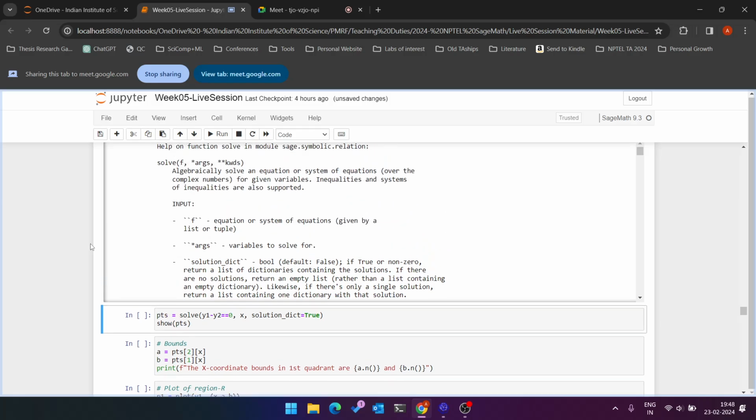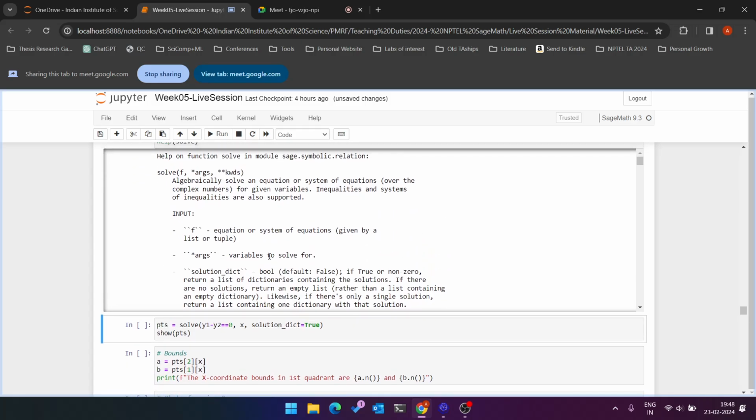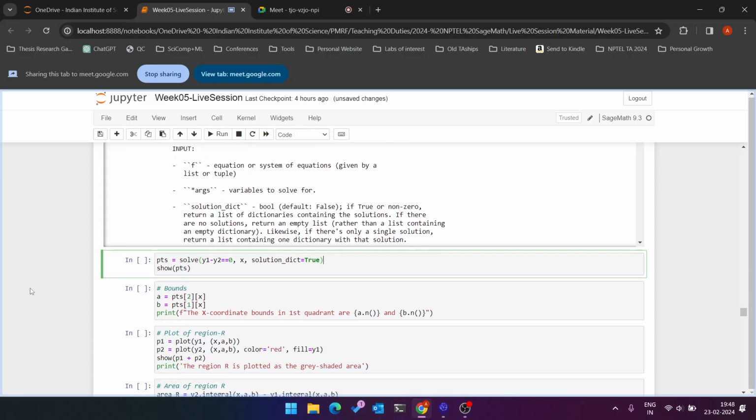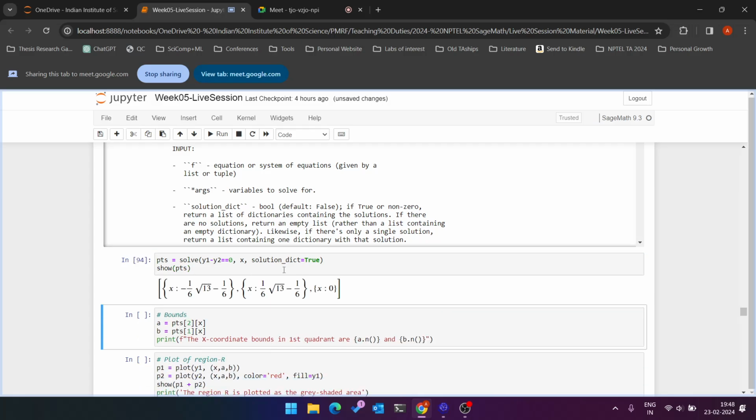So I think I already used solve. The help basically says that you tell solve about your system of equations and which arguments you want to solve for. So I want to solve my system. My equation is basically y1 equals y2, so y1 minus y2 equaling 0, for the variable x, returned in the form of a solution dictionary. And I saved it into a variable called PTS.